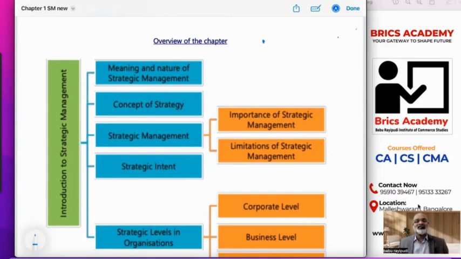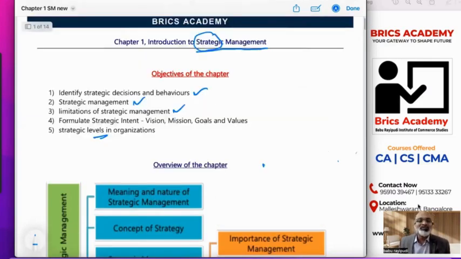And what is strategic management? Formulation of strategy, implementation of strategy, and evaluation of strategy is called strategic management. So what is the title of the chapter now? Introduction to strategic management. What is strategic management? Formulation, implementation, and evaluation of strategies. Is my point clear? Yes.